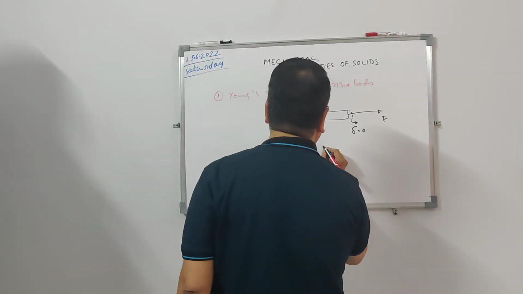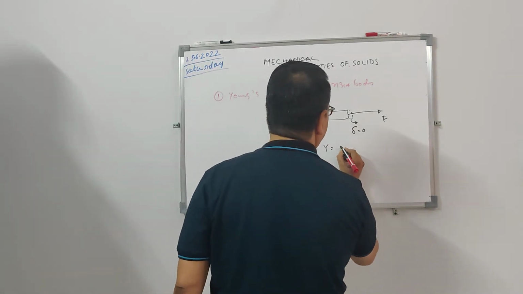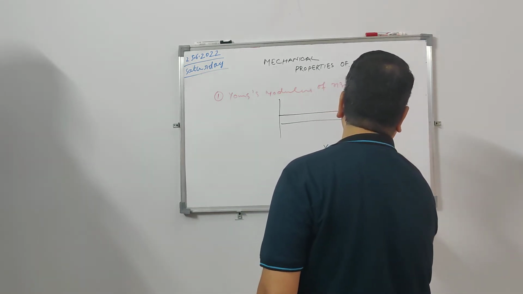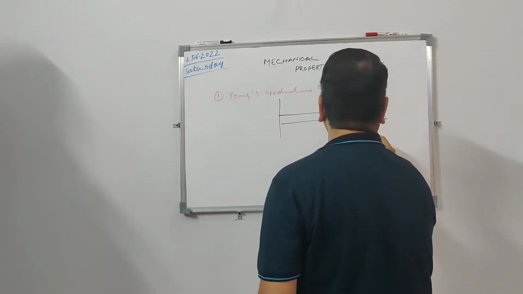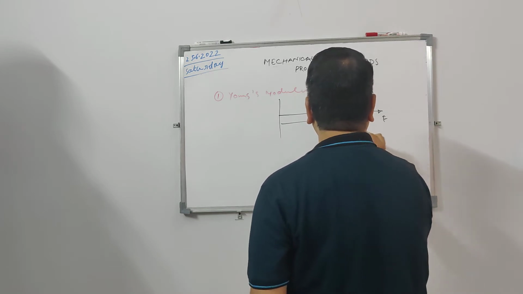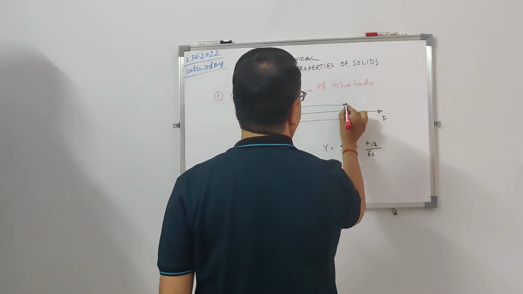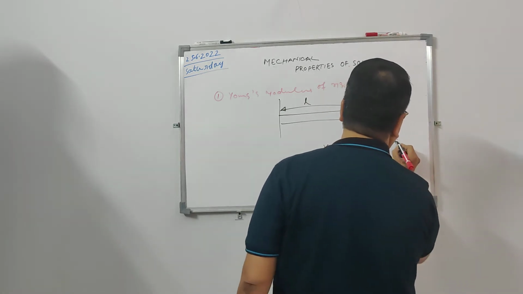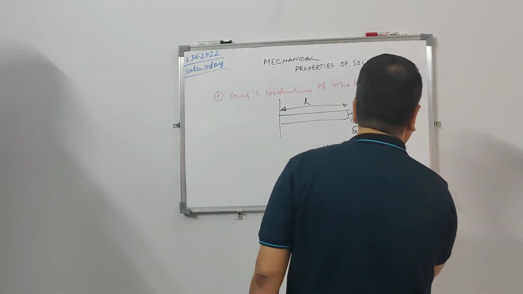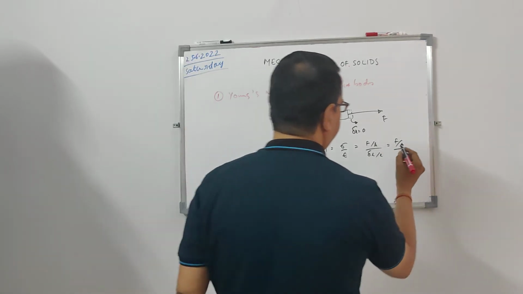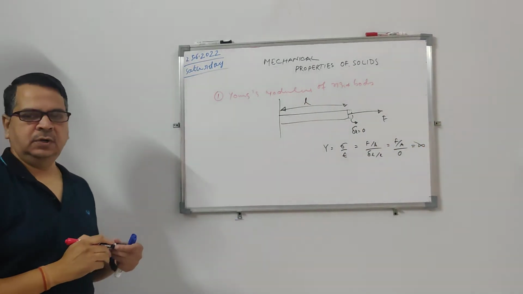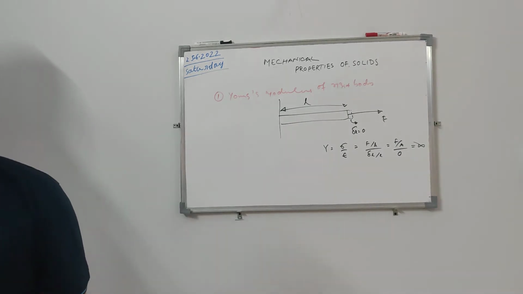So we know our Young's modulus Y is equal to stress by strain. So this is force per unit area divided by delta L by L, where this is delta L and this is your L. So F by A, then the strain delta L by L is equal to 0. If that is the case, it is infinite. So for a rigid body, Young's modulus is infinite.